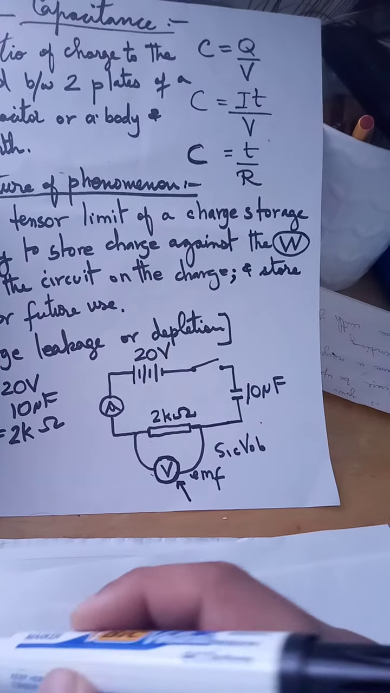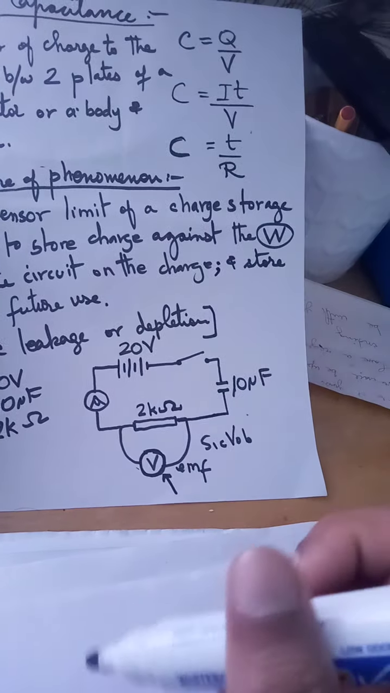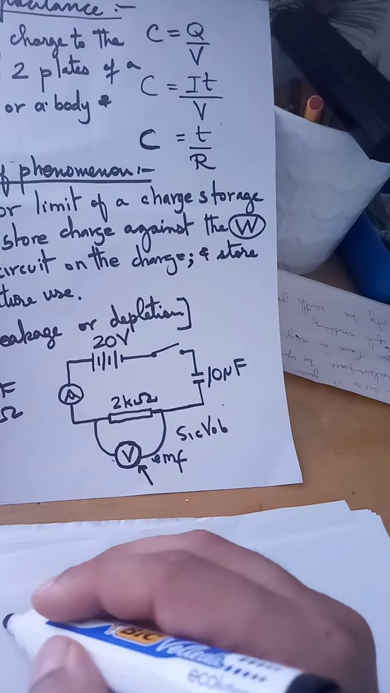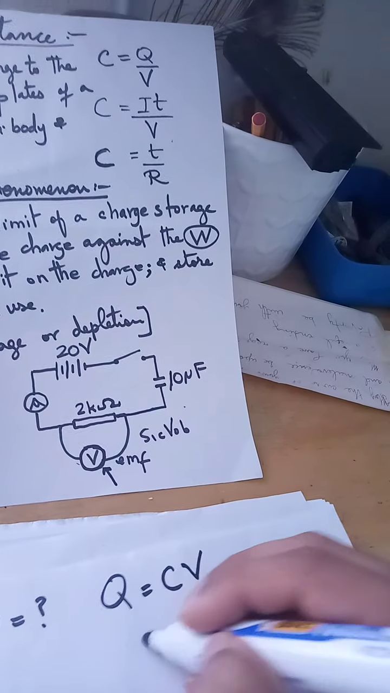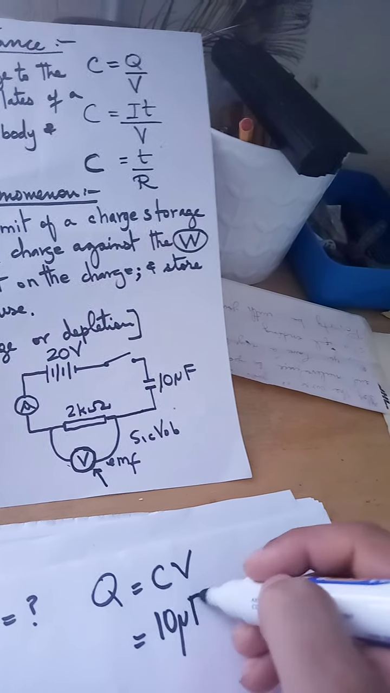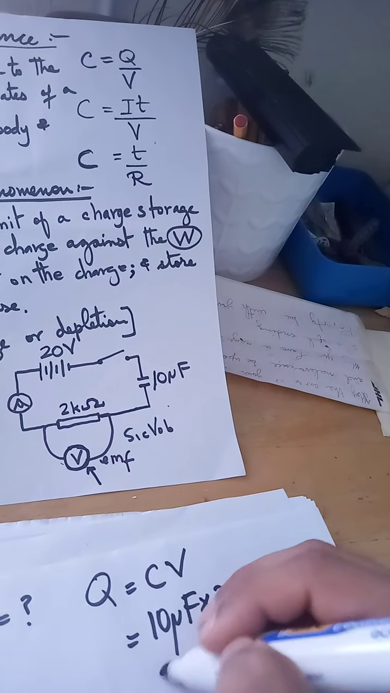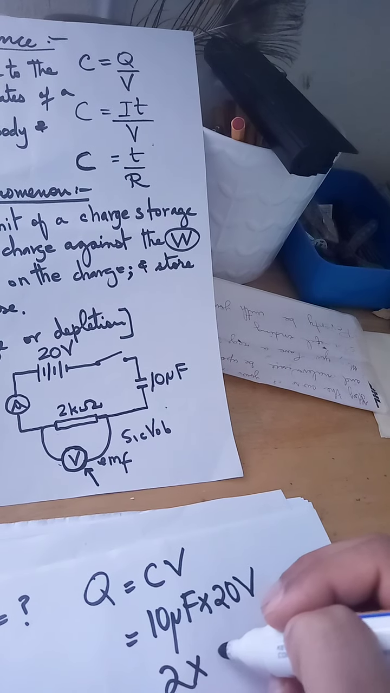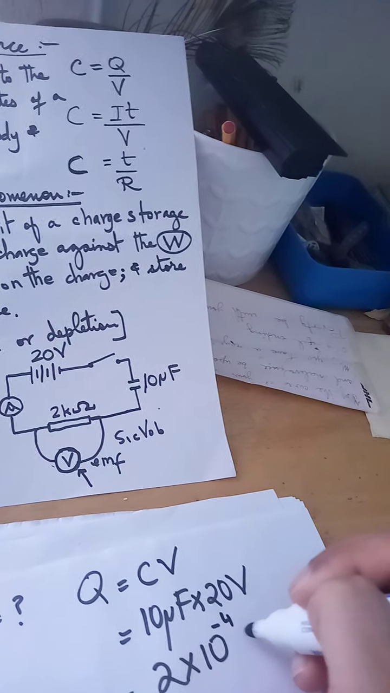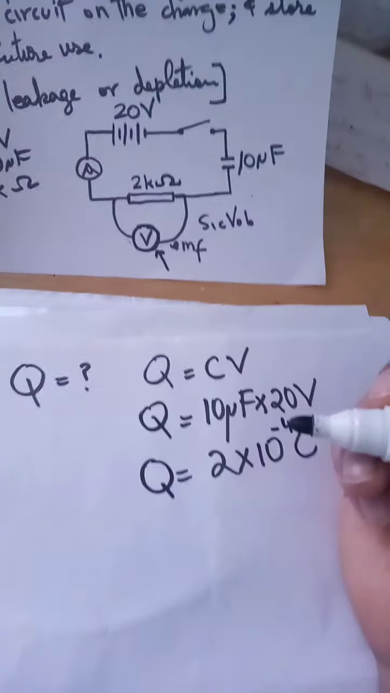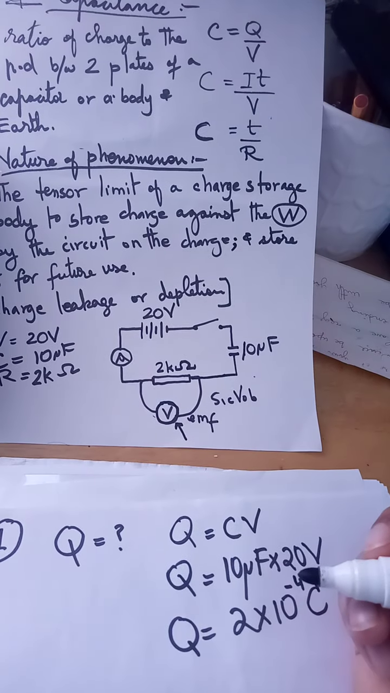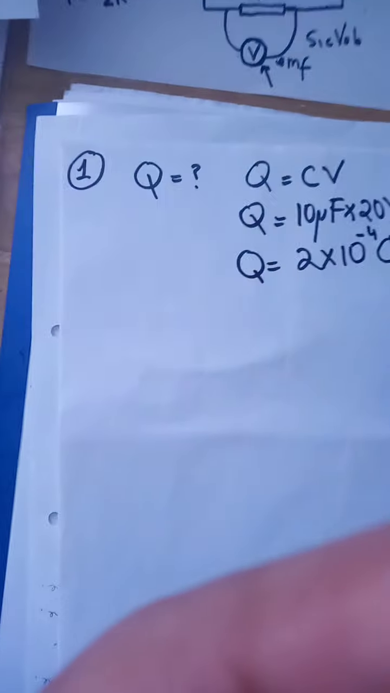Number one, sorry, I'm thinking as I'm going along. I want you to calculate the charge stored by the capacitor. So the charge would be Q equals CV, and we've got 10 microfarads times 20 volts. That would be in coulombs, because it's coulombic in nature, electrostatic attraction and repulsion.